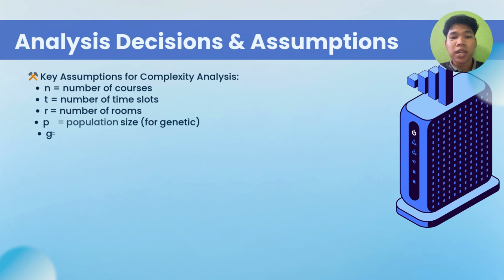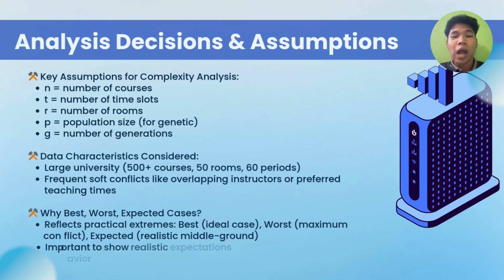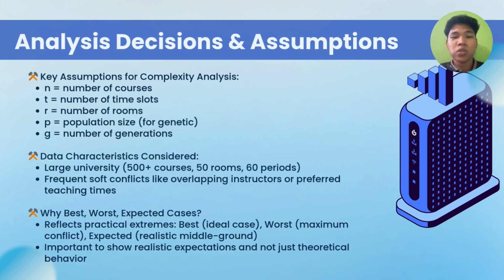Now that we have explained our algorithm selection, I will move on to the decisions and assumptions we have made during our analysis. This section is important because it shows how we approached complexity evaluation in a realistic, practical way, not just from a textbook perspective, but by thinking about how the algorithms would work in an actual university setting.